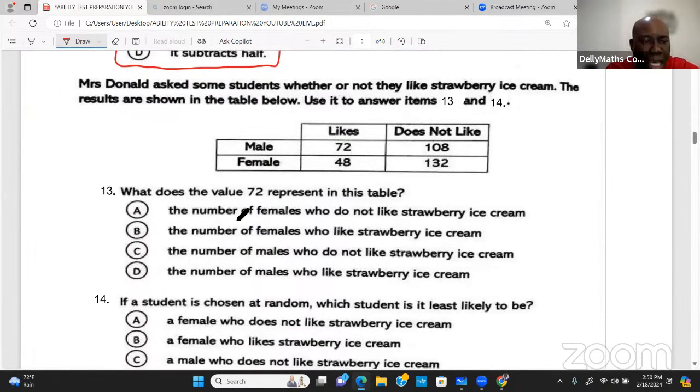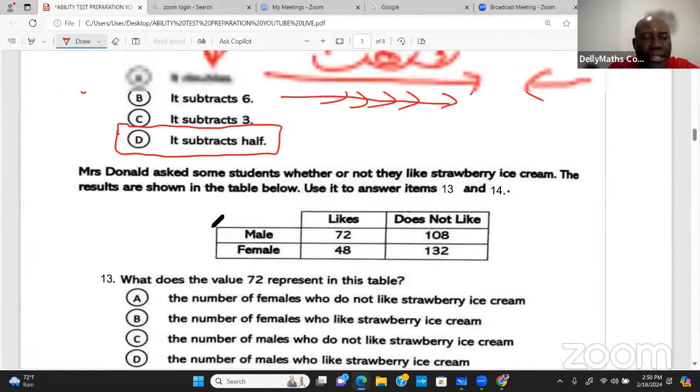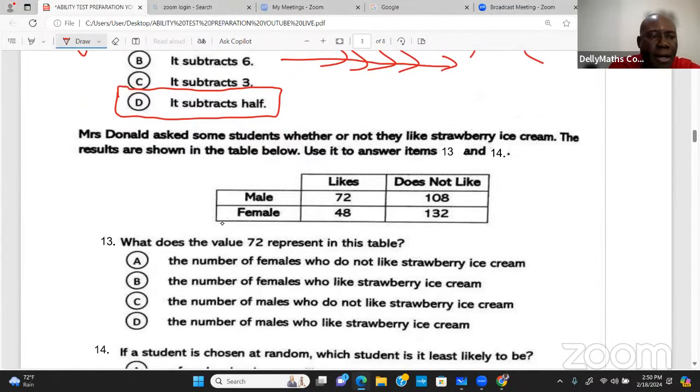Let's jump to questions 13 and 14. I think they're coming from one concept. The instruction says, Mrs. Donald asks some students whether or not they like strawberry ice cream. The results are shown in the table below. Use it to answer items 13 and 14. Understanding a table can sometimes be very difficult. So you want to look at the rows, and the rows are horizontal.